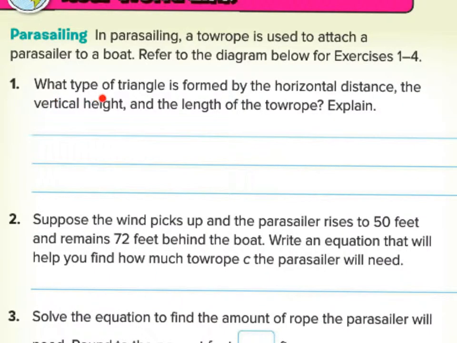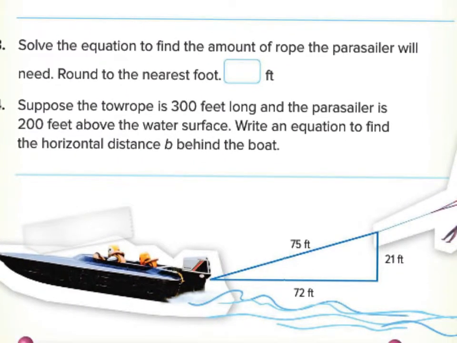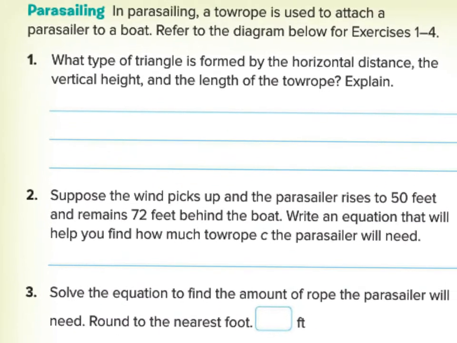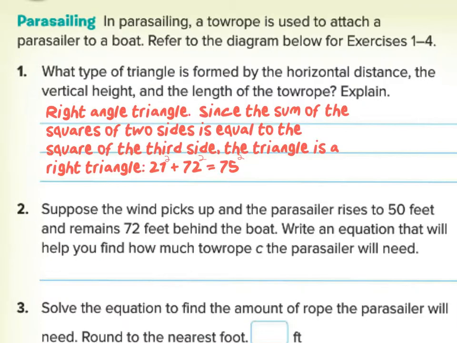Question 1. What type of triangle is formed by the horizontal distance and the vertical height and the length of the tow rope? So what type of triangle is this? As you can see, we have two lines that are perfectly perpendicular, our horizontal line and our vertical line. So here we have a right angle. So this would be called a right angle triangle. Let's write this down. So we say it's a right angle triangle.